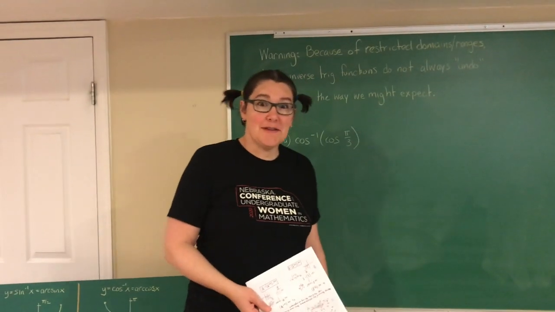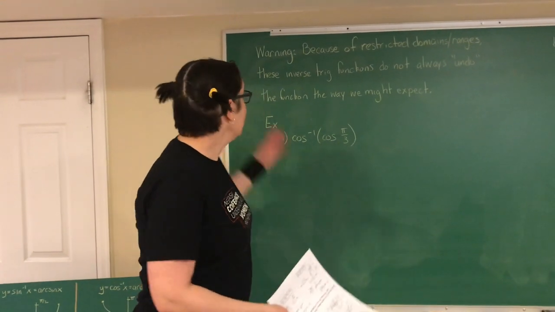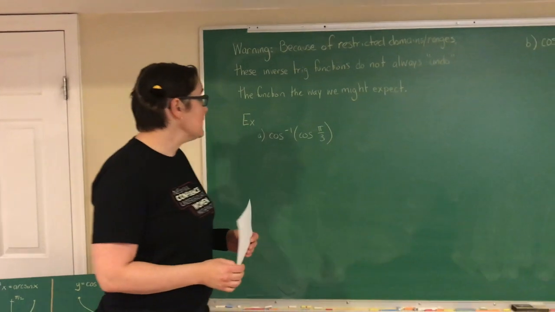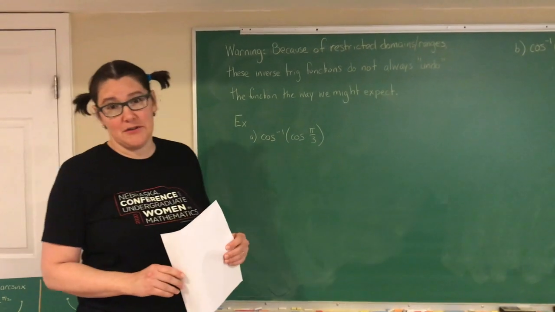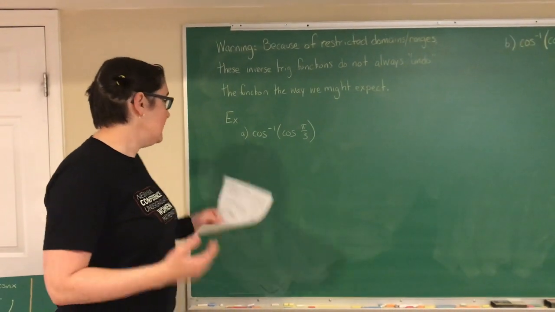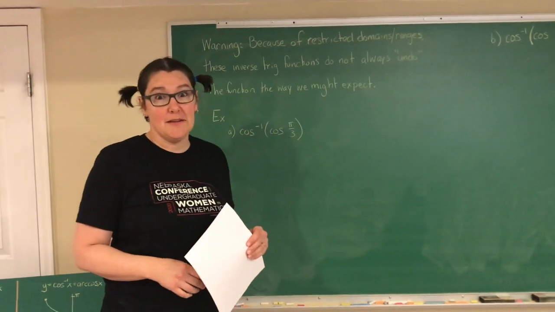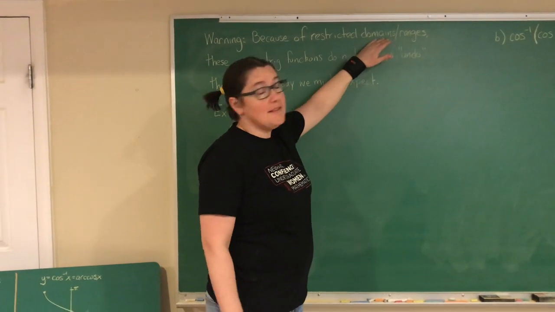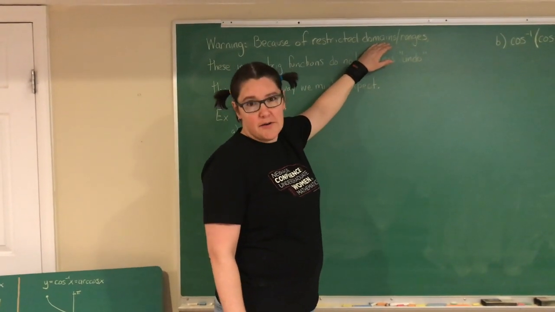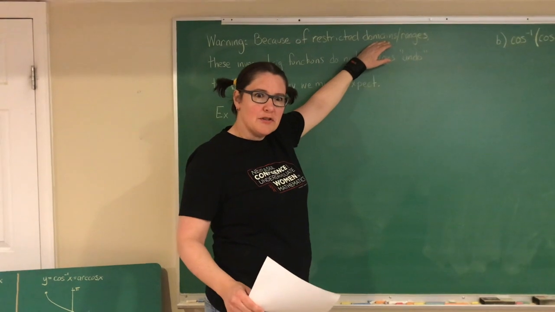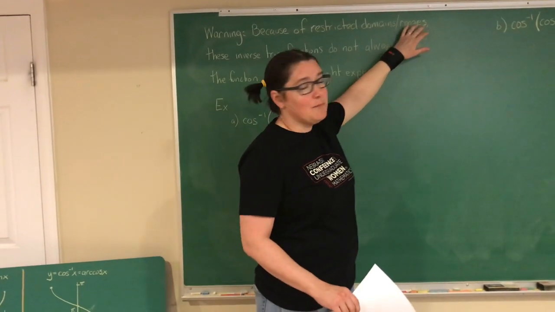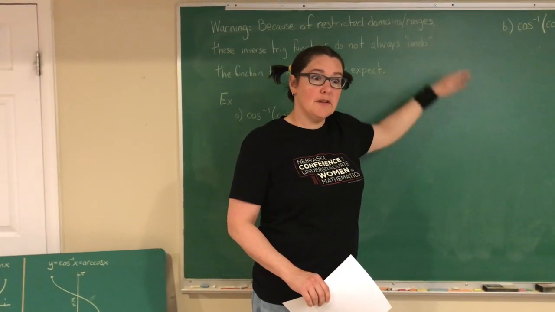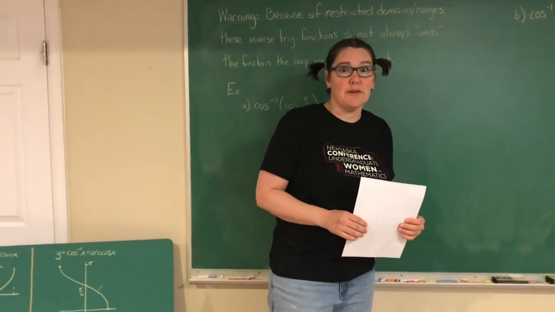All right, so these next two examples are to talk about this warning up here. And the warning says, because of restricted domains and ranges, these inverse trig functions do not always undo the original function the way we might expect. And so when I talk about the restricted domains and ranges, what I'm talking about is our restricted domains on the original functions, which correspond to very special ranges and very special choices we have to make for the angles when we're talking about the inverse trig functions.